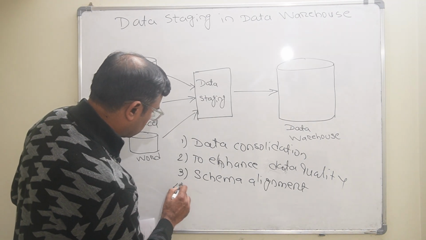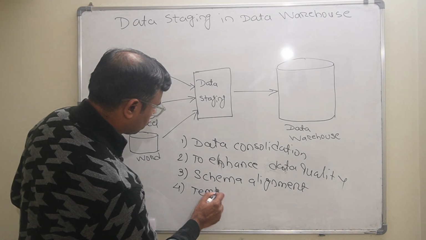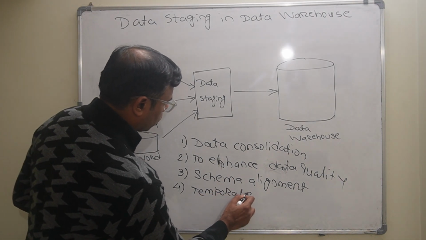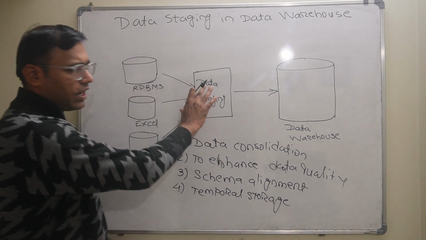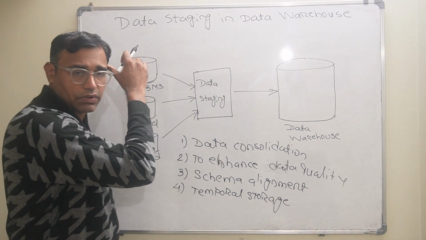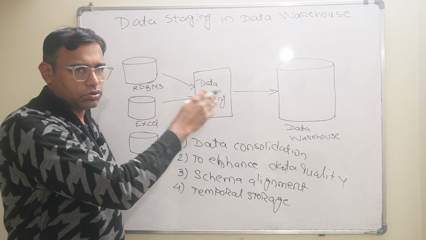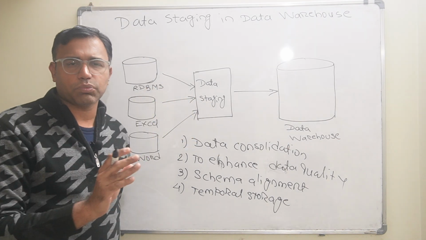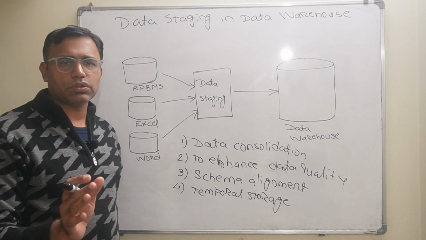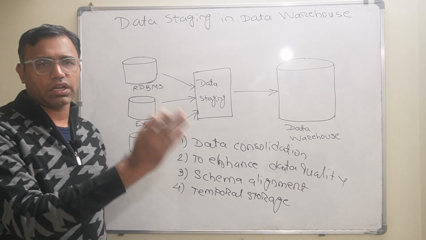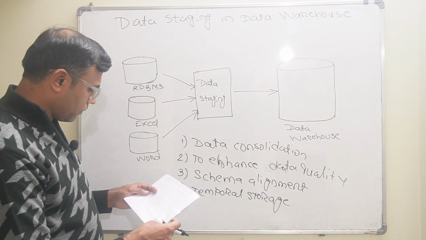Fourth is temporal storage. Temporal storage means it collects the data from various storage, stores it for some time, and then it is converted into one unique format. So data staging provides temporal storage of the data, where we can convert it into one unique format and then load it into the data warehouse.